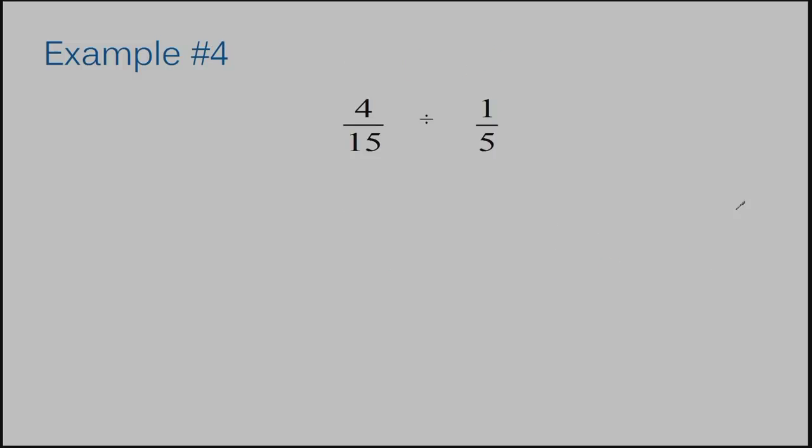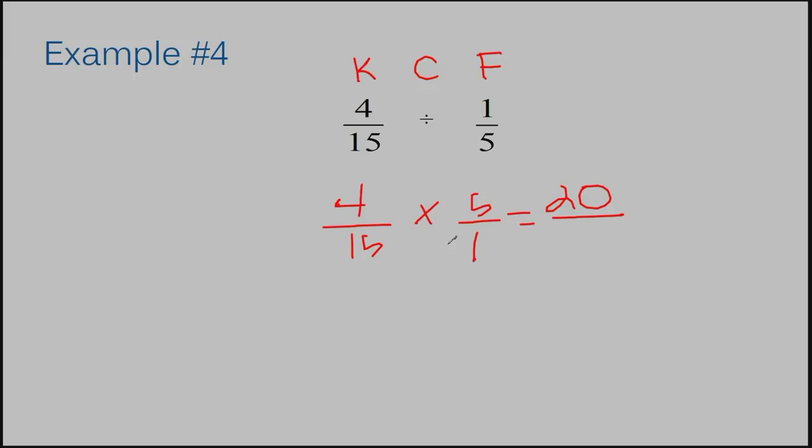Here's example number 4. We have another division problem. We need to remember our letters to help us remember our steps. K is for keep it, C is for change it, and F is for flip it. We're going to keep our 4/15 the same. We're going to change our division sign to multiplication and flip our last fraction to its reciprocal. 4 times 5 is 20. 15 times 1 is 15.